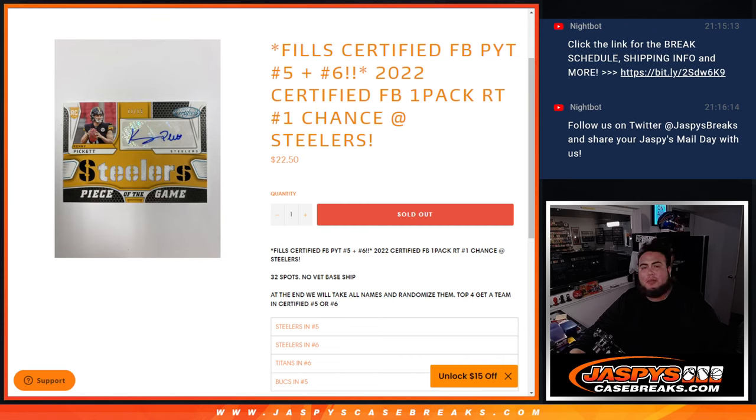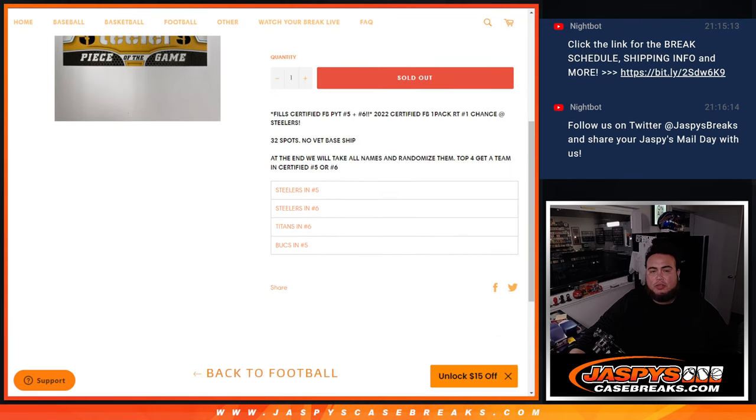This is Phil Certified Football Picker Team number 5 and 6, guys. This is a quick little pack filler of Certified Football 2022. Little one-pack break number 1. Chance at the Steelers, guys. So, again, first we'll do the break, randomize customer names, teams, distribute the hits out, remember, no vet-based chips.